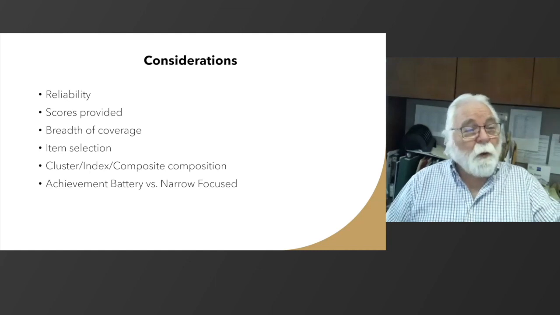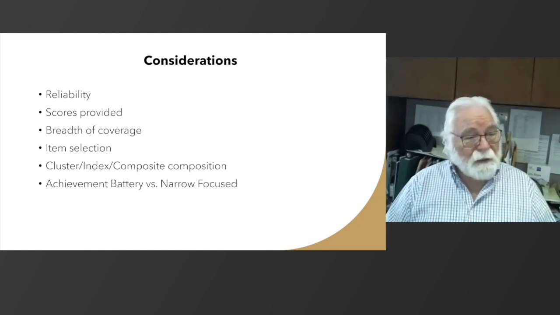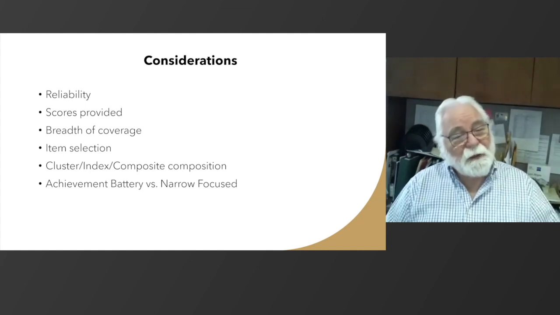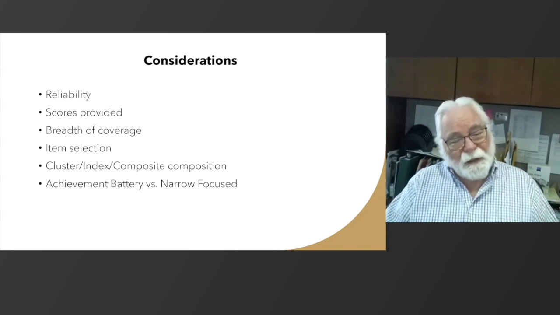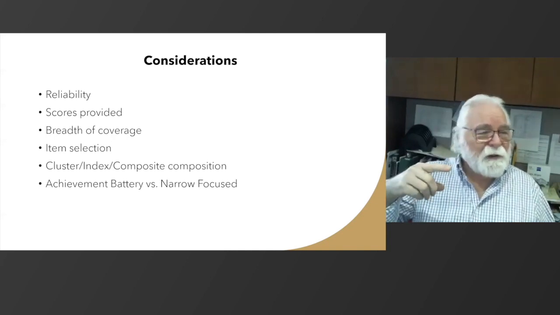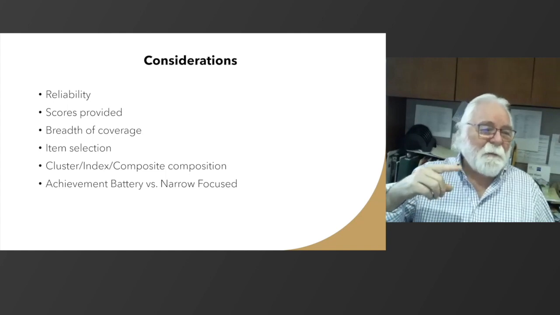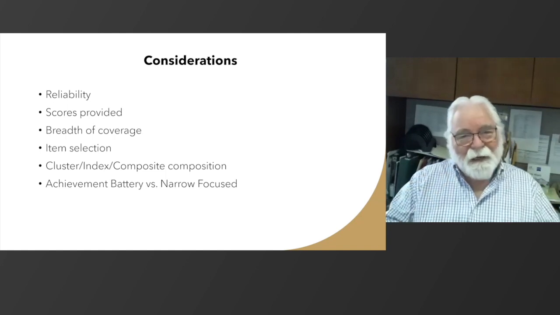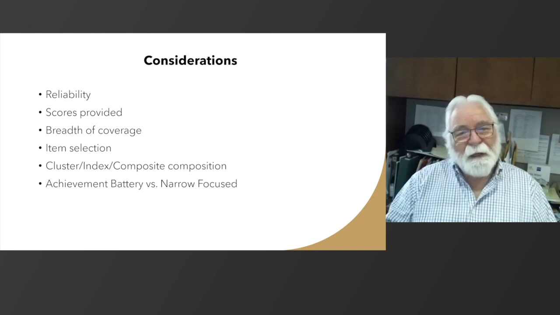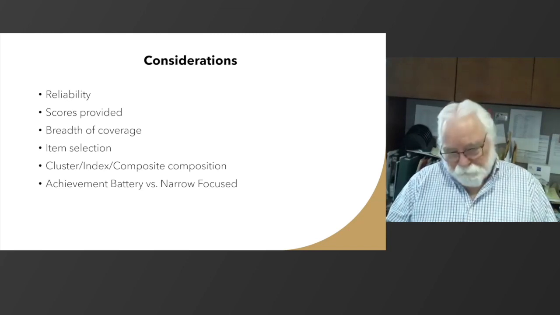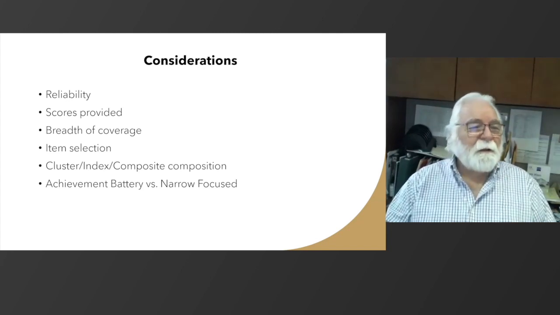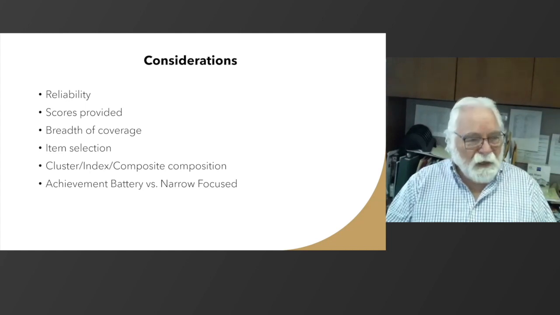However, on the Wechsler Individual Achievement Test, the Basic Reading score includes a reading comprehension test and a basic skills test. And that's a problem because suppose you have strong word identification skills.